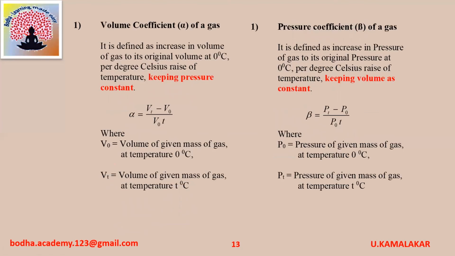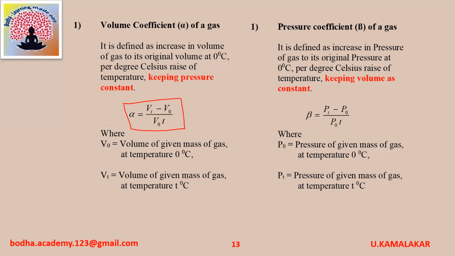First one, volume coefficient of a gas. It is defined as increase in volume of gas to original volume at 0 degree centigrade per degree Celsius rise of temperature, keeping pressure as constant. That is, alpha is equal to Vt minus V naught whole thing divided by V naught T, where V naught is volume of given mass of a gas at temperature 0 degree centigrade. Vt is volume of given mass of a gas at temperature T degree centigrade.